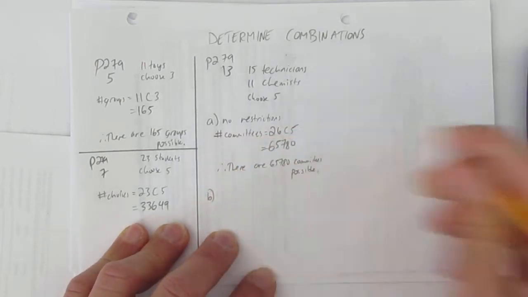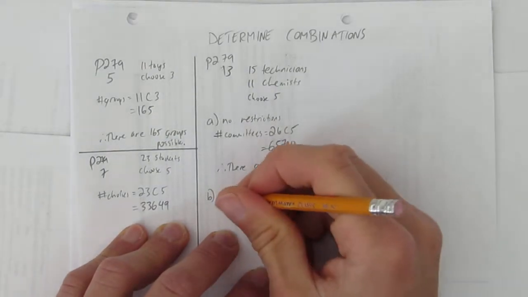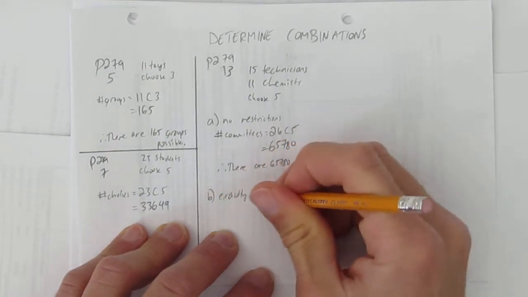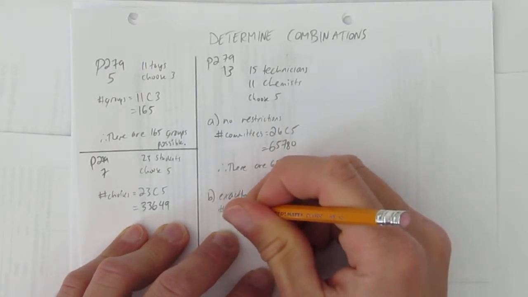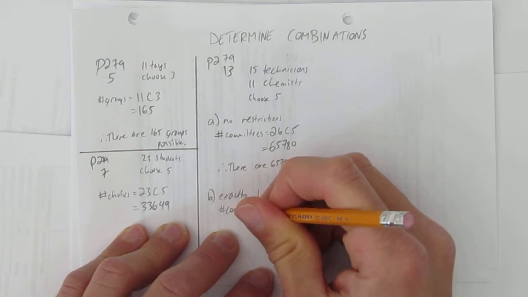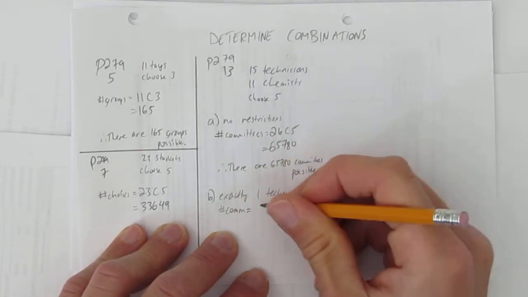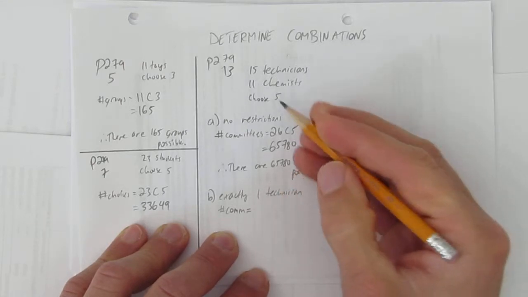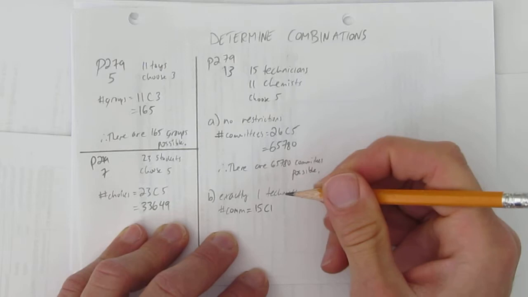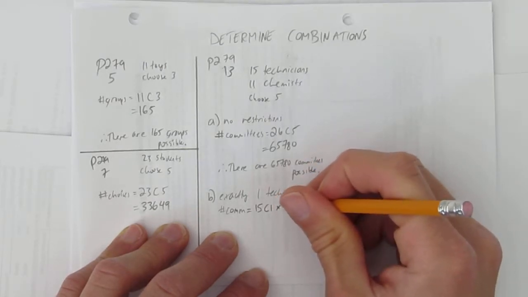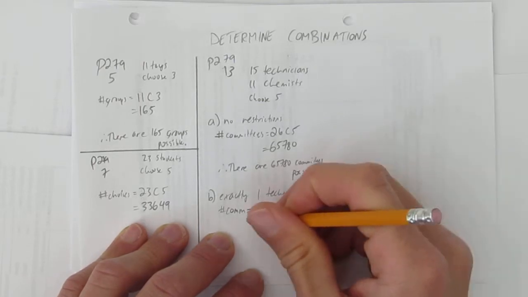B. This time, let's add a bit of a restriction. It says there must be exactly 1 technician. So the number of committees, I'm going to write COMM this time, just to save time. And for the rest of them, the number of committees, exactly 1 technician. So, of the 15 technicians, choose 1, and multiply that by the remaining chemists, 11, choose the other 4, for a total of 5 people.